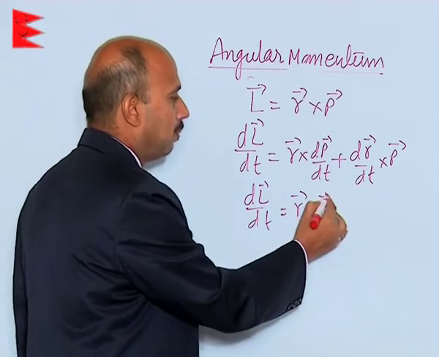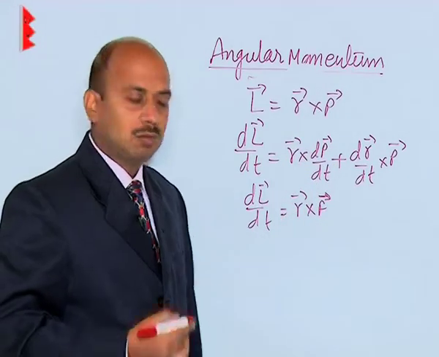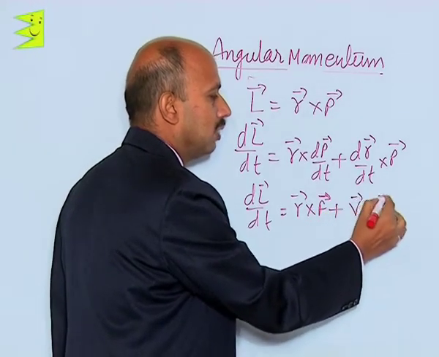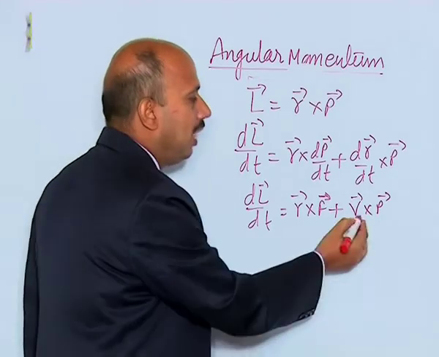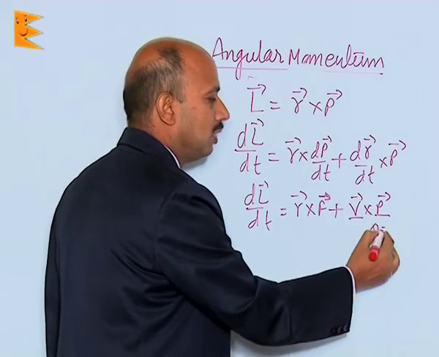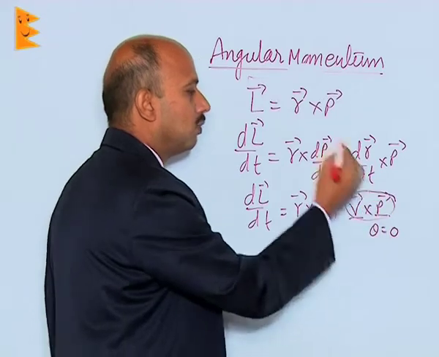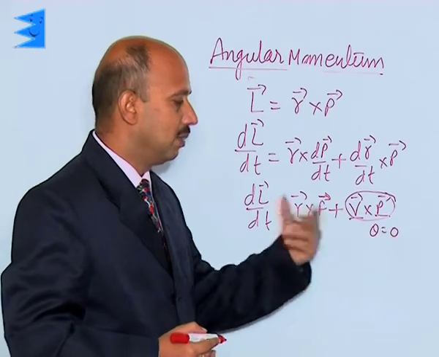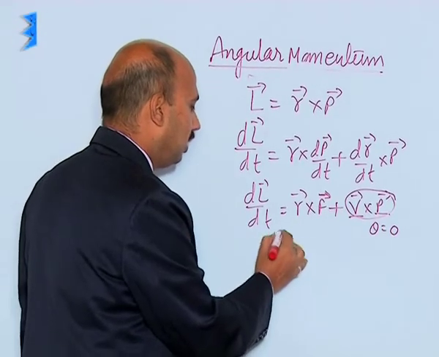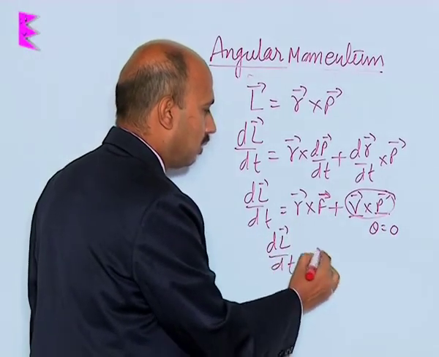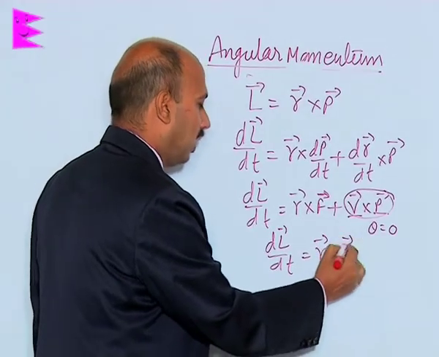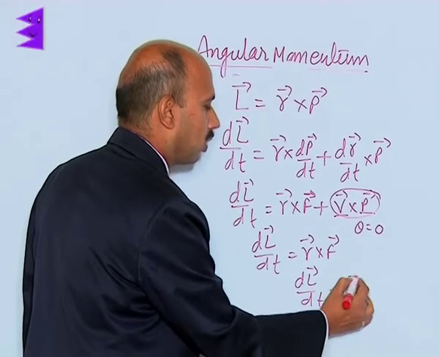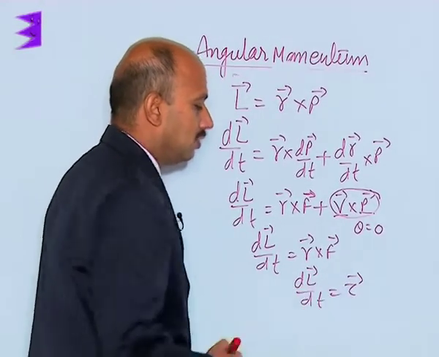We know dp upon dt, that is the rate of change of linear momentum, is equal to force. So, we get dL upon dt is equal to r cross F plus v cross p. But v and p are in the same direction, so theta is equal to 0. So, this whole term will become 0, because vp sin theta for the cross product will be 0. So, you get dL upon dt is equal to r cross F, and that is known as torque, here tau.